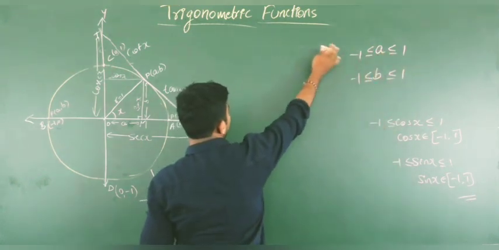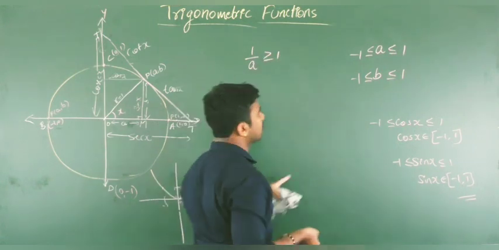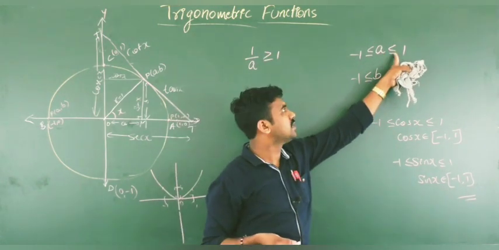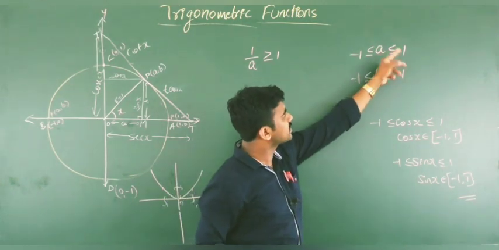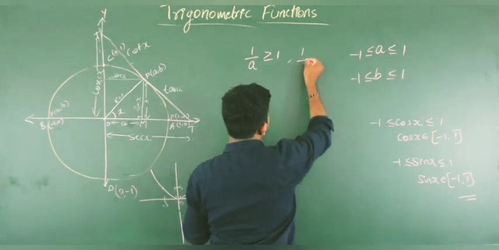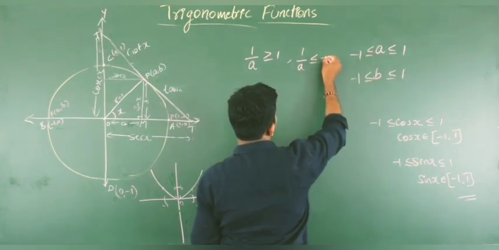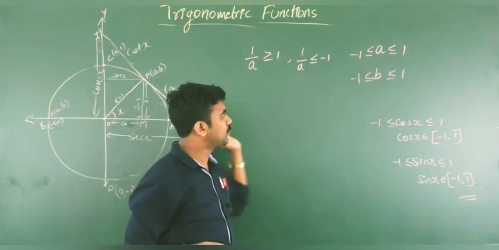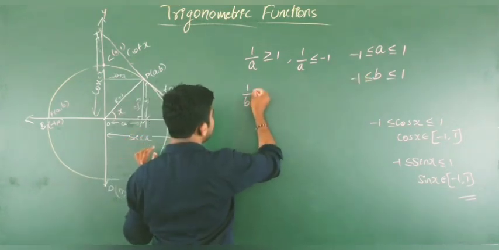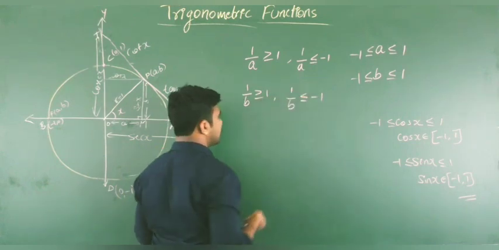So what is the reciprocal of that? That is 1 by a is greater than or equal to 1. When you take the reciprocal, the sign of inequality reverses, that you should know. So 1 by a is greater than or equal to 1 and 1 by a is less than or equal to minus 1. Similarly, if you take the reciprocal, we get 1 by b is greater than or equal to 1 and 1 by b is less than or equal to minus 1.